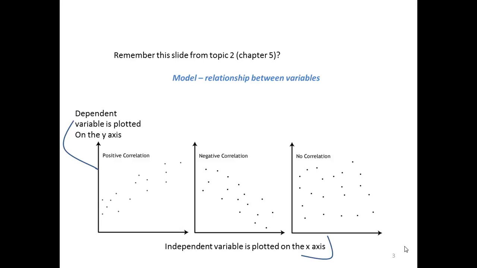Perhaps you remember this slide from Chapter 5 as well. Independent variables can be positively associated with dependent variables. They can be negatively associated, or two variables could have no correlation whatsoever, as you see in the graph on the right.